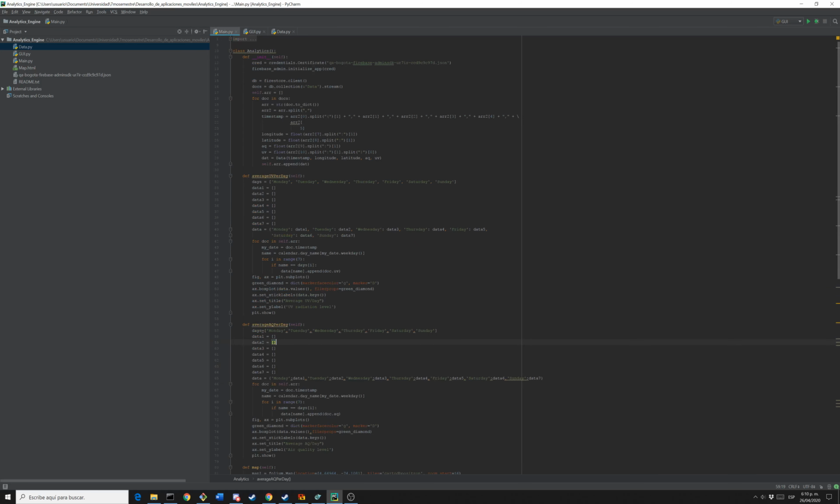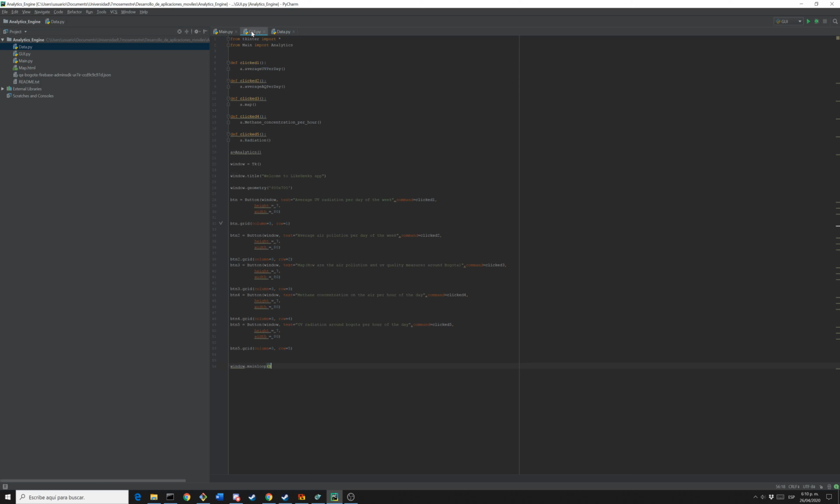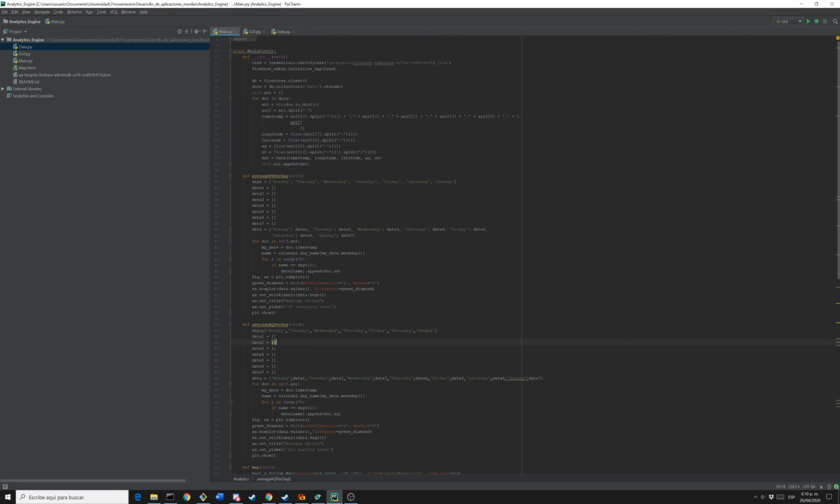And the main part fetches the data from Firebase and stores it in these data objects, which have the timestamp, the longitude, the latitude, the air quality metric, and the UV radiation metric. And this data is used to answer the analytic questions, the business questions, using this engine.